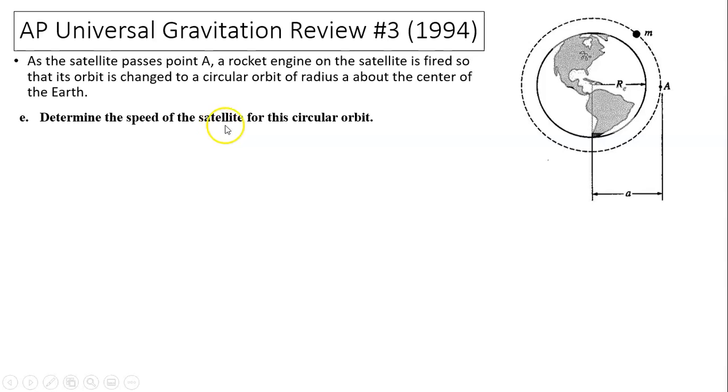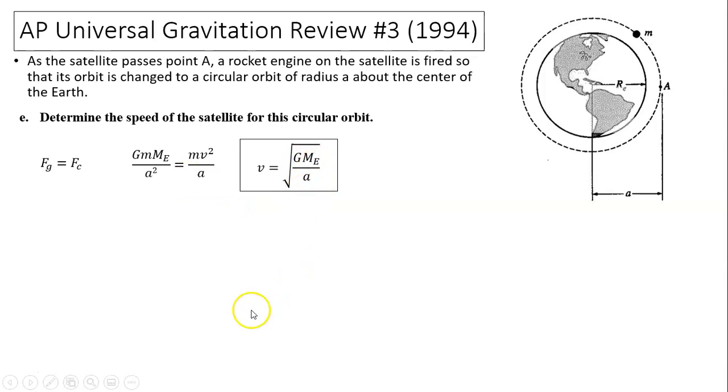Next question. As the satellite passes A, a rocket engine on the satellite is fired, so its orbit is changed to a circular orbit of radius a about the center of the Earth. Determine the speed of the satellite for this circular orbit. When something goes in a circle, gravity provides the centripetal force. We know what gravity is, we know what the centripetal force is, set them equal to each other and derive your v. Your v is just the square root of G M_E over a.